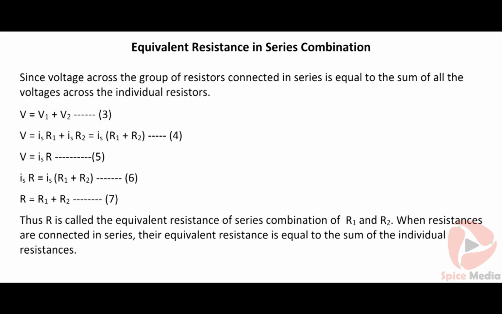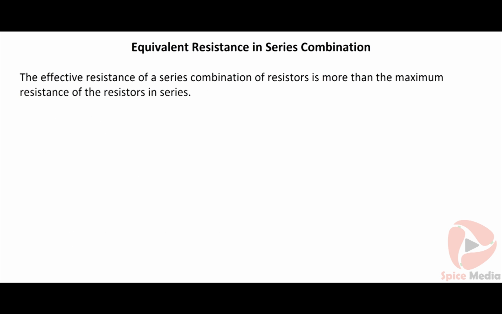When resistances are connected in series, their equivalent resistance is equal to the sum of the individual resistances. From this, we understand that the effective resistance of a series combination of resistors is more than the maximum resistance of the resistors in series.